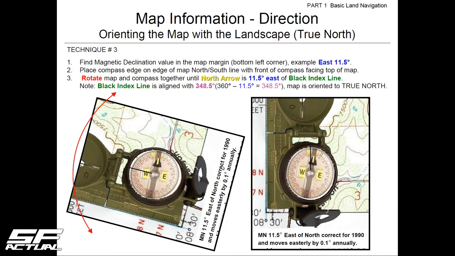Technique three here is to find the magnetic declination value. In this example, it was 11.5. Place a compass at the edge of the map on the north-south line with the front of the compass facing up. Rotate the map and compass together until it is at 11.5. So all they've done is get the grid north here. This is grid north, and you're converting it into the declination change. And again, you're orienting this to true north. Okay, you're making it true north.